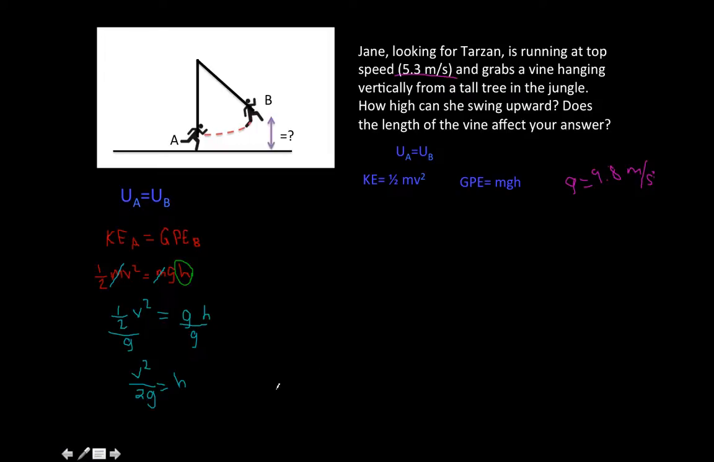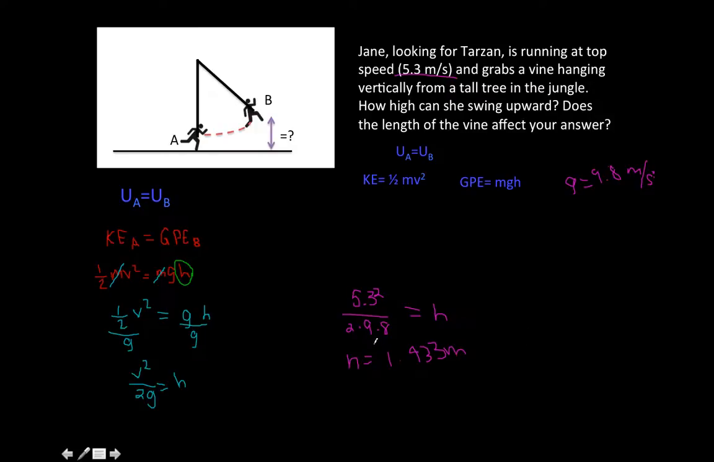So when we plug this in, we get 5.3 squared over 2 times 9.8 is equal to height. When we plug this in, we get height is equal to 1.433 meters.